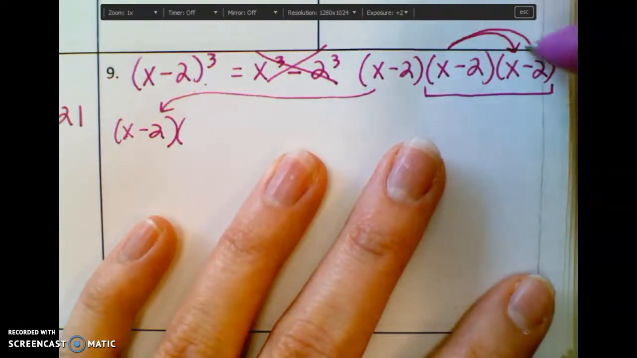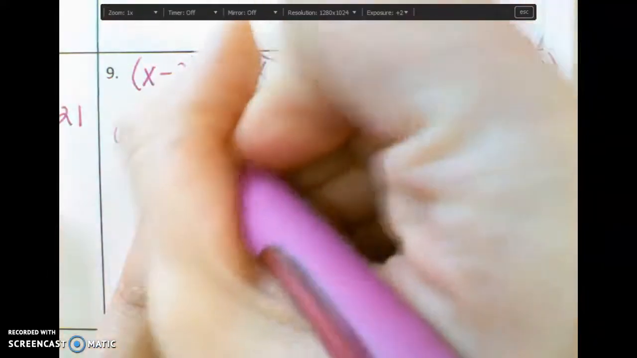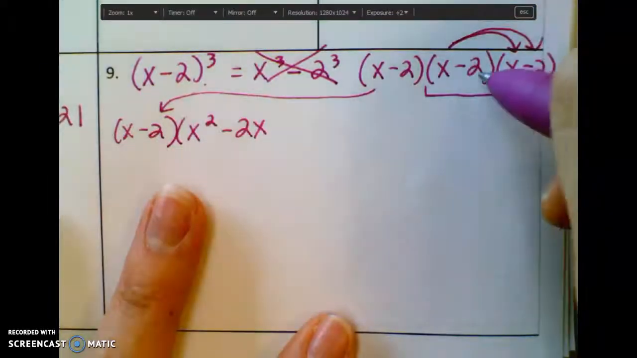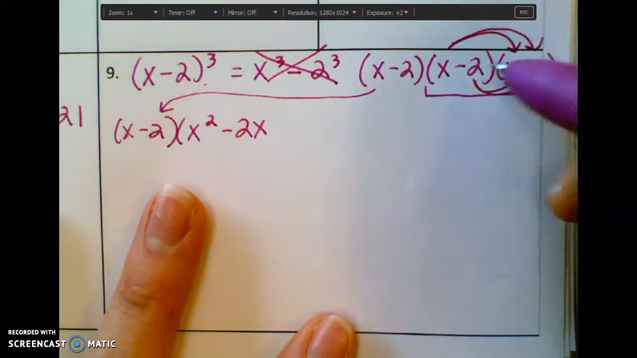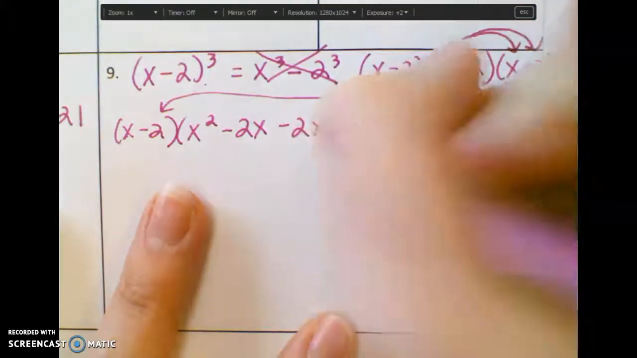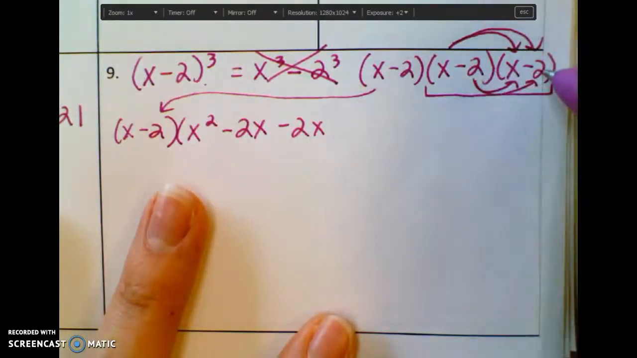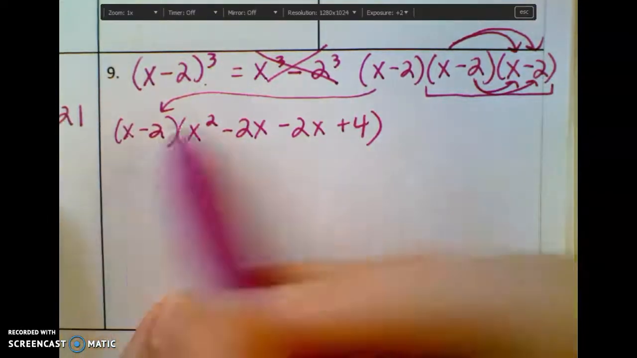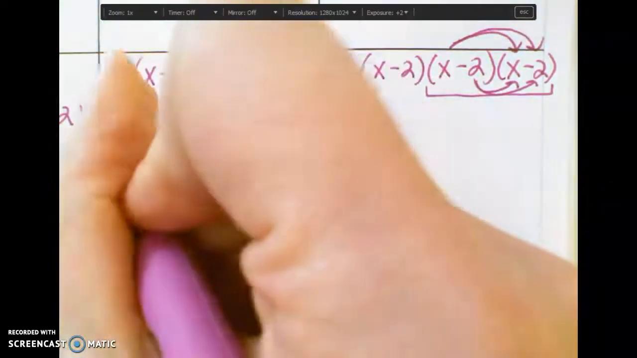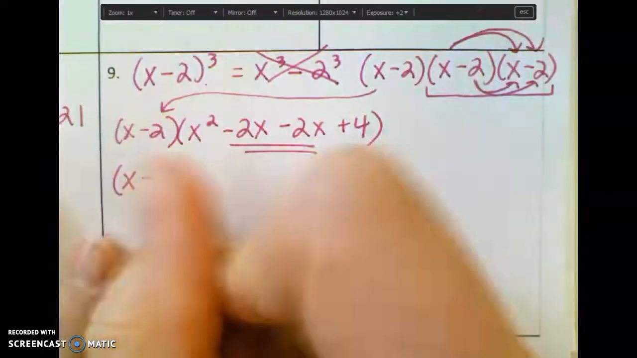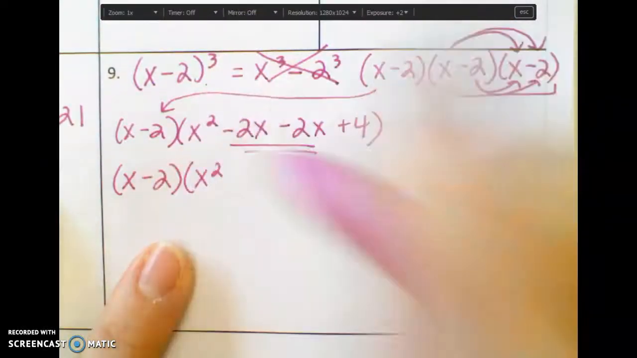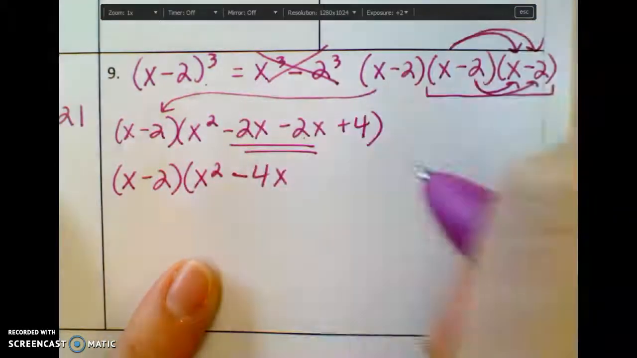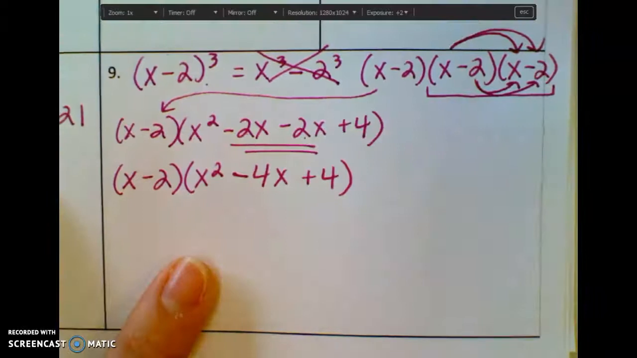one. So x times x gives us x squared. x times negative 2 gives us negative 2x. Now we take that negative 2 and distribute it. So negative 2 times x gives me negative 2x, and negative 2 times negative 2 gives me a positive 4. Before distributing the (x - 2), let's combine our like terms. So bring down the (x - 2), nothing has changed. We have x squared, negative 2x minus 2x gives us negative 4x, and then a positive 4.